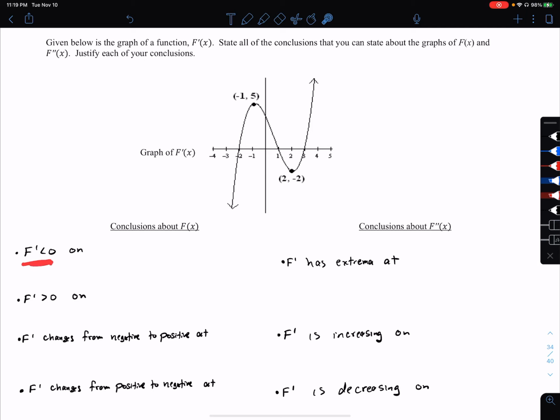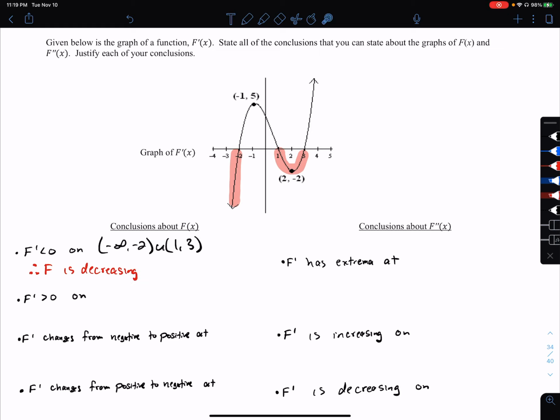So when is f prime, that's this graph, when is it less than 0? When is it negative? Well, it's less than 0 here and here on these two intervals. So that is from negative infinity to negative 2 in union with 1 to 3. So what conclusions can we draw from that about the function f? Well, that tells us that f is decreasing on these intervals.